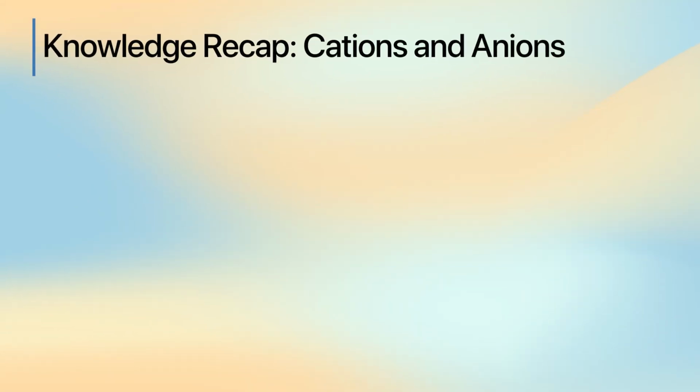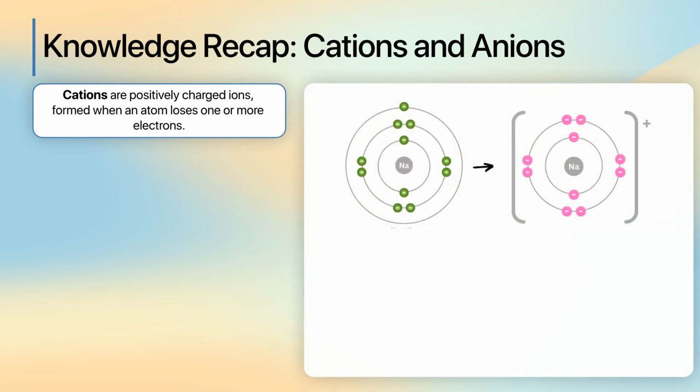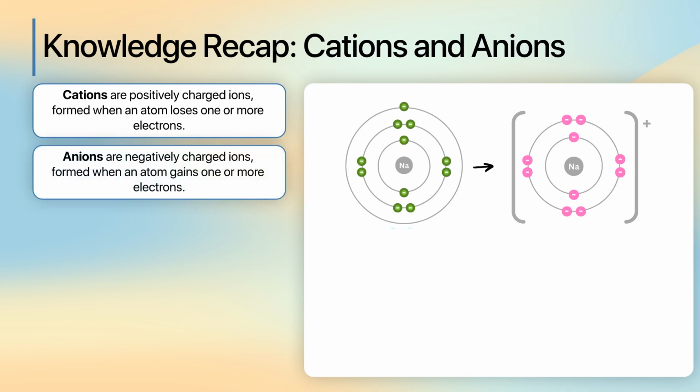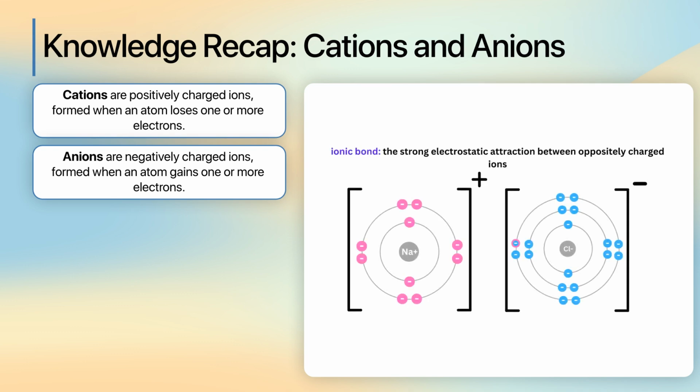To set the stage, let's quickly recap what cations and anions are. Cations are positively charged ions formed when an atom loses one or more electrons. For example, when a sodium atom loses an electron, it becomes a sodium ion. On the other hand, anions are negatively charged ions, formed when an atom gains one or more electrons. For instance, when a chlorine atom gains an electron, it becomes a chloride ion. Ionic compounds, like sodium chloride, consist of these cations and anions bound together.